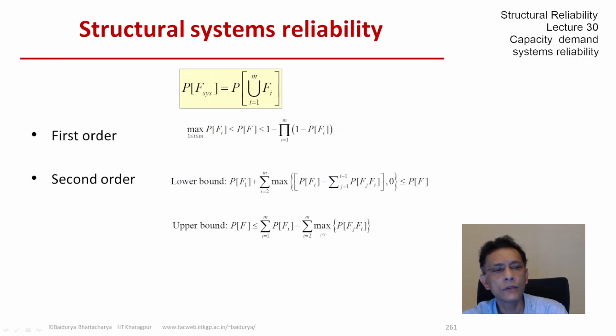Sometimes these bounds can be quite good, sometimes they're too wide to be useful. If you have third order joint probability information, then we can have third order bounds and so on and so forth. These can be referred to in the literature.